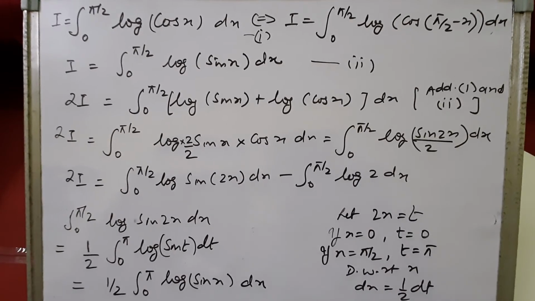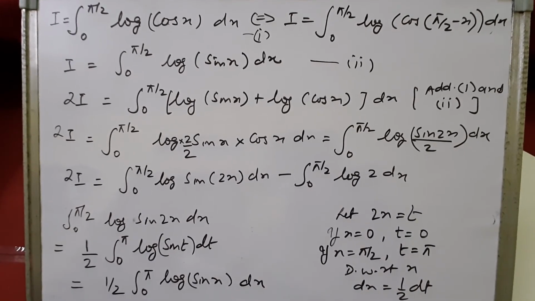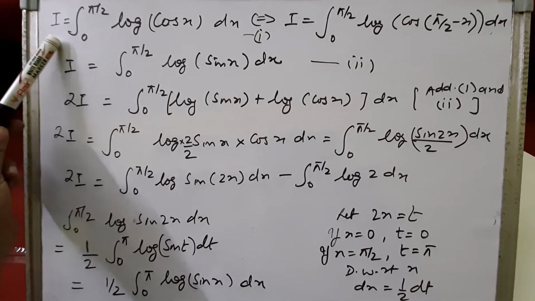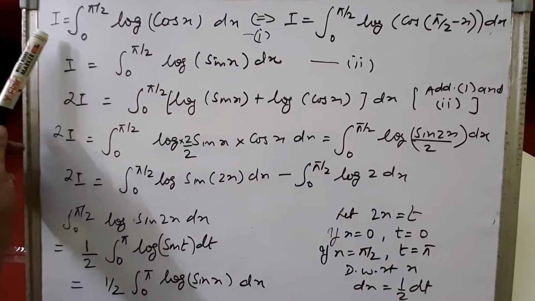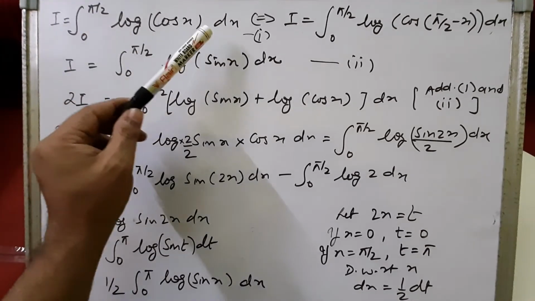Now let's see another sum. We have to find the value of the integral from 0 to pi by 2 of log cos x dx. We have to evaluate this integration. So let's assume this term as I. Let I equals the integral from 0 to pi by 2 of log cos x dx.